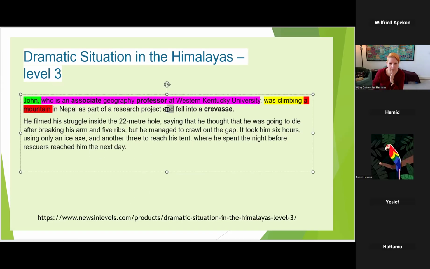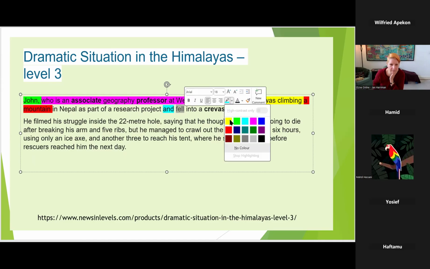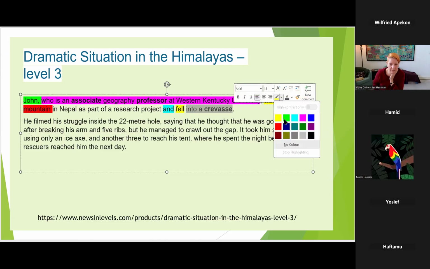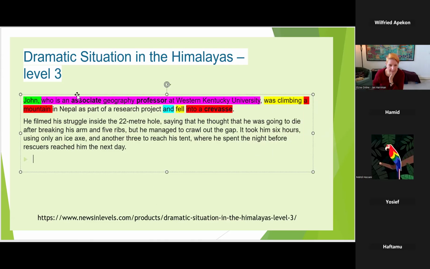And fell into. Notice we've got a conjunction here. I'm going to do the conjunction in blue. And what happened? John, exactly, fell. So we've got another verb there. Where did he fall? Into a crevasse. Exactly. So what about this section? In Nepal as a part of a research project.